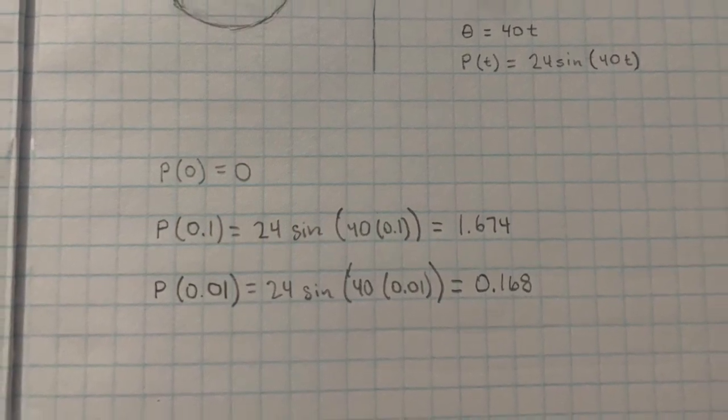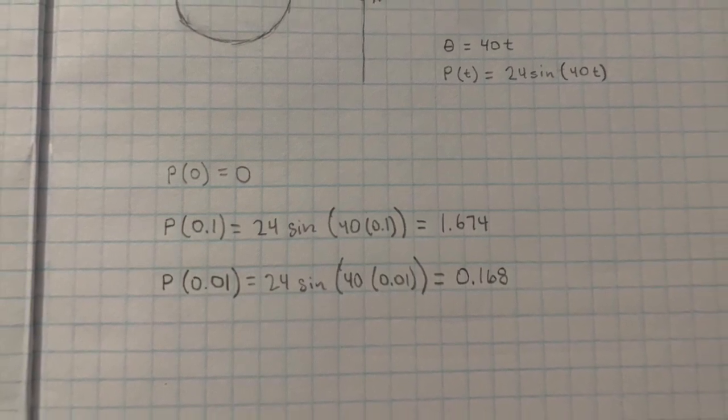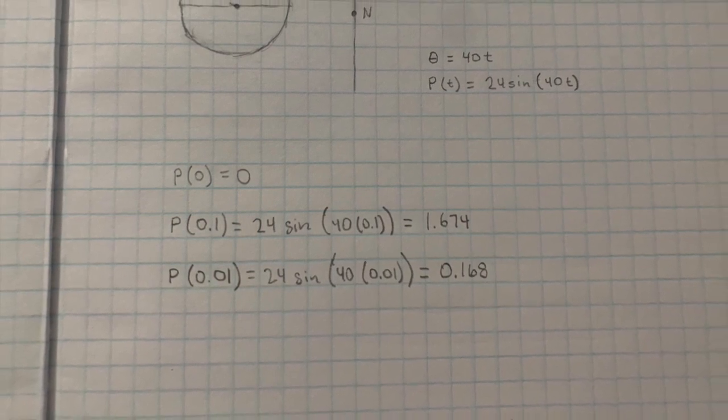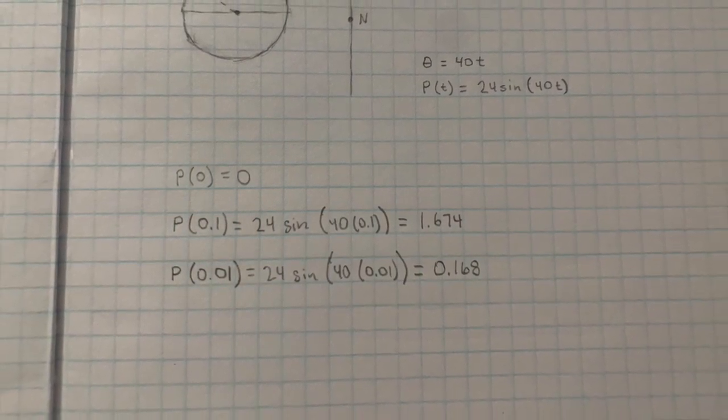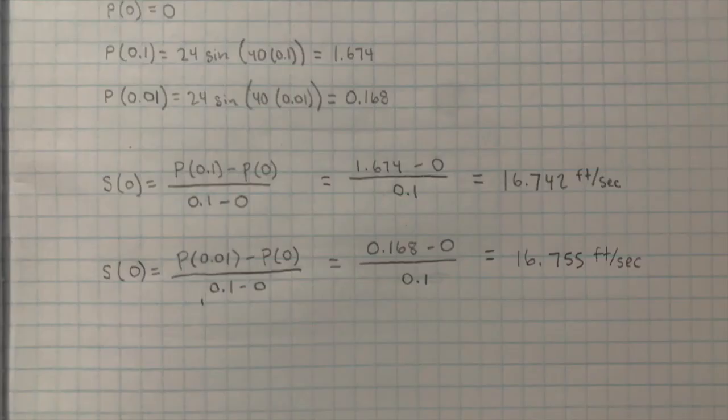We have to use the equation from earlier to find the speed of the shadow, and we have to use numbers that are as close as possible to 0, so we use 0.1 and 0.01. After plugging these numbers in for t, we get 1.674 and 0.168.